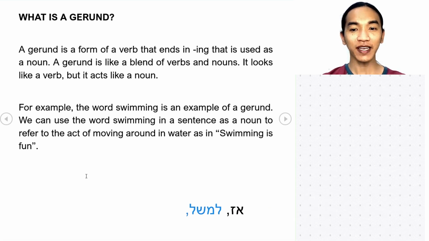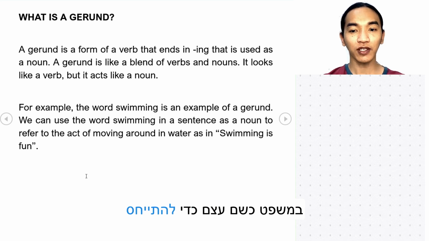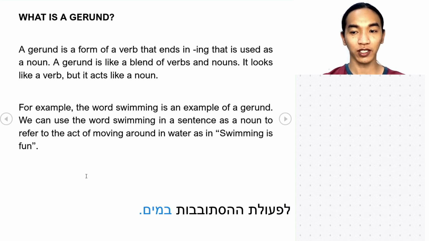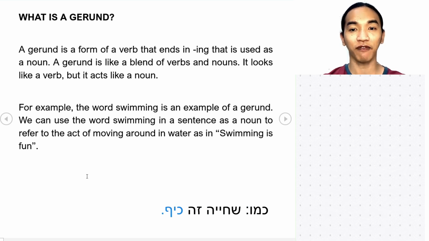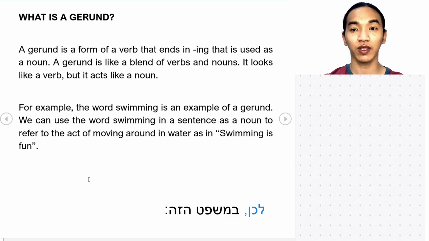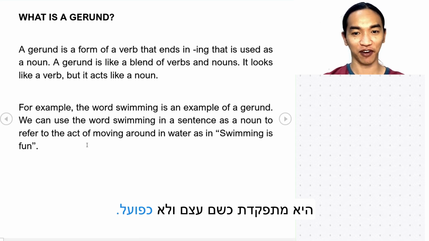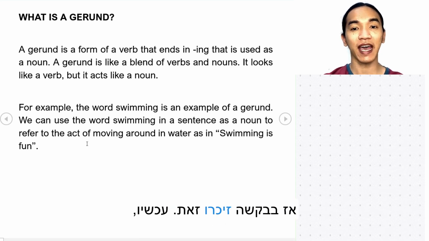Okay? So, for example, the word swimming is an example of a gerund. We can use the word swimming in a sentence as a noun to refer to the act of moving around in water, as in swimming is fun. So, this is the name of the activity or the name of the sport. Therefore, in this sentence, swimming is fun. The word swimming is actually a gerund because it functions as a noun and not a verb. Okay? So please keep that in mind.